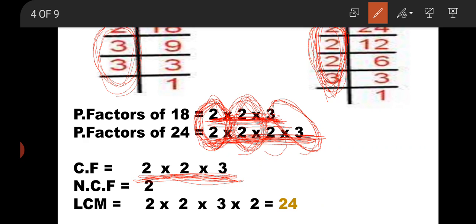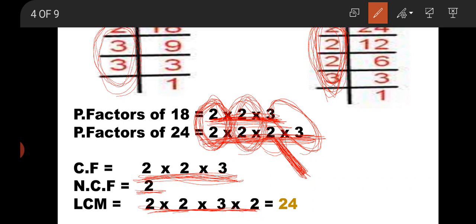अब हमारे पास जस्ट ये एक 2 बच गया है. ये हमारा नॉन कॉमन फैक्टर, बिकॉज ये अकेला है, इसका कोई पार्टनर नहीं है, कोई लूप नहीं बन रहा इसके साथ किसी का भी, तो ये हमारा नॉन कॉमन फैक्टर है. अब हम क्या करेंगे, कॉमन फैक्टर्स को पहले लिखेंगे एलसीएम फाइंड आउट करने के लिए. 2 मल्टीप्लाई बाय 2 मल्टीप्लाई बाय 3. उसके बाद हम नॉन कॉमन फैक्टर को लिखेंगे विच इज़ 2.